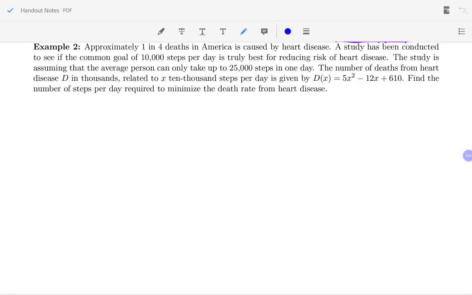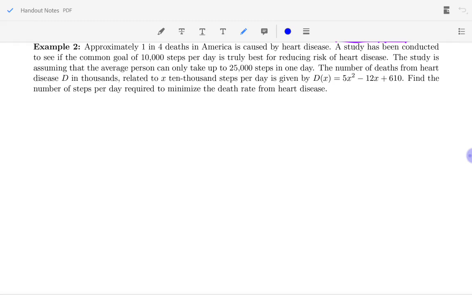Optimization example 2. Approximately 1 in 4 deaths in America is caused by heart disease. A study has been conducted to see if the common goal of 10,000 steps per day is truly best for reducing risk of heart disease. When you get a Fitbit, it has the goal preset at 10,000 steps. You can change it, but we want to see if that common goal is really the best goal in terms of heart disease.